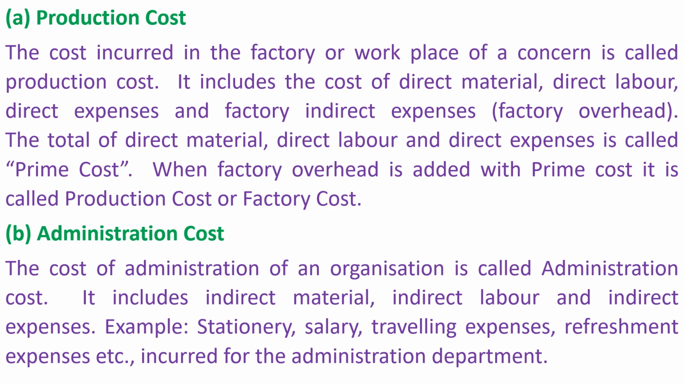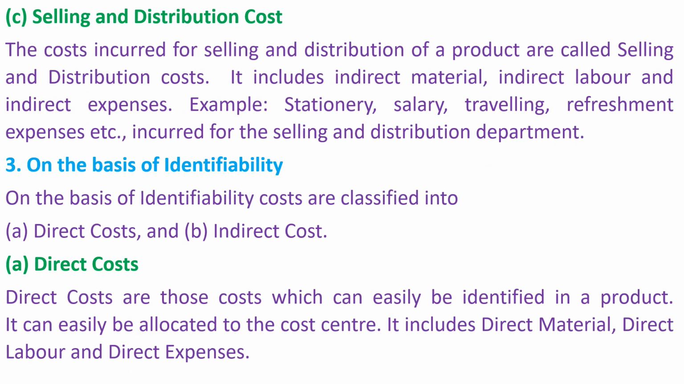B. Administration cost. The cost of administration of an organization is called administration cost. It includes indirect material, indirect labor, and indirect expenses. Example: stationery, salary, traveling expenses, refreshment expenses, etc., incurred for the administration department. C. Selling and distribution cost. The costs incurred for selling and distribution of a product are called selling and distribution costs. It includes indirect material, indirect labor, and indirect expenses. Example: stationery, salary, traveling, refreshment expenses, etc., incurred for the selling and distribution department.